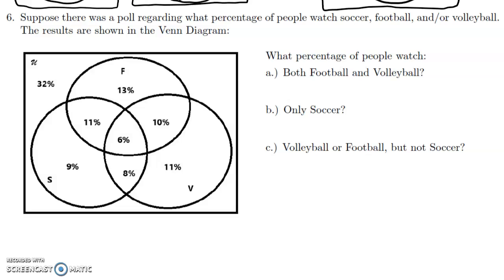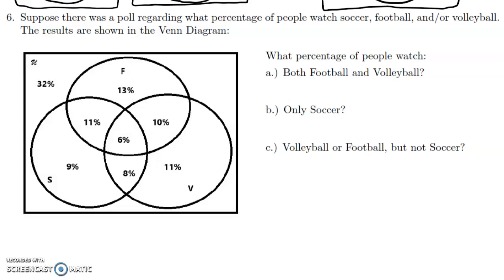All right, this is question 6, and this is a new question for us where we're going to see another application of Venn diagrams, and we'll talk about this one more in the next section. It says, suppose there was a poll regarding what percentage of people watch soccer, football, and or volleyball. The results are shown in the Venn diagram.